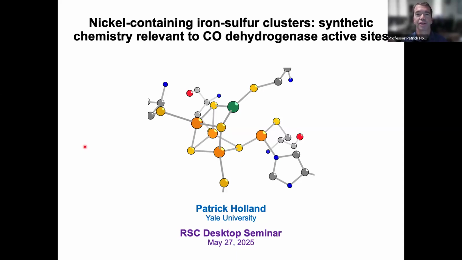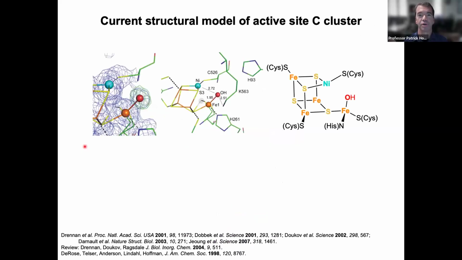Luckily, I don't really need to introduce the enzyme to you because Steve just did that for us. And I'll just launch straight into my thoughts on the structural model for the C cluster. This is the cluster that you just heard about that interconverts carbon monoxide and carbon dioxide. Here are three different pictures from the same structure. This is the electron density picture. Here is a ball and stick picture, and then here's a ChemDraw picture that gives you an idea of what that structural model looks like.